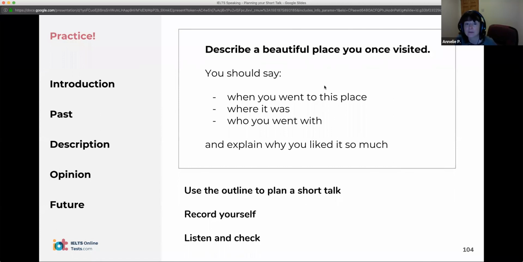However, having said that, if you describe a beautiful place you visited and you come to an end, you could say, well, that was one place, and then there was this other place that I visited, which was also really beautiful, and then go on to talk about that. But just make sure, again, the structure is clear, everything's signposted, and the examiner can follow you very easily.